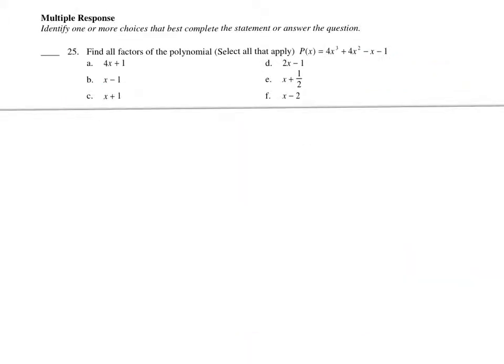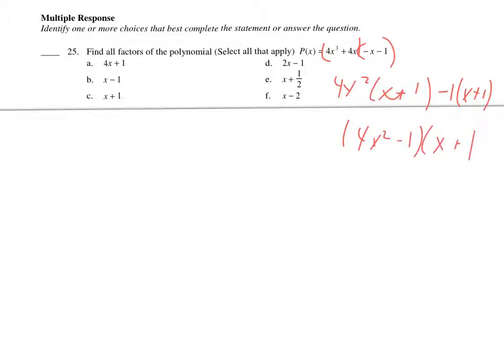All right, next up, number 25. This one looks like grouping's going to work, so I'll go ahead and do that. So the first group I can take out 4x squared, leaving me with x plus 1. And the second group I can take out -1, leaving me with x plus 1 as well. So that'll be 4x squared minus 1 times x plus 1, which I can then break down further as 2x plus 1 times 2x minus 1 and x plus 1.